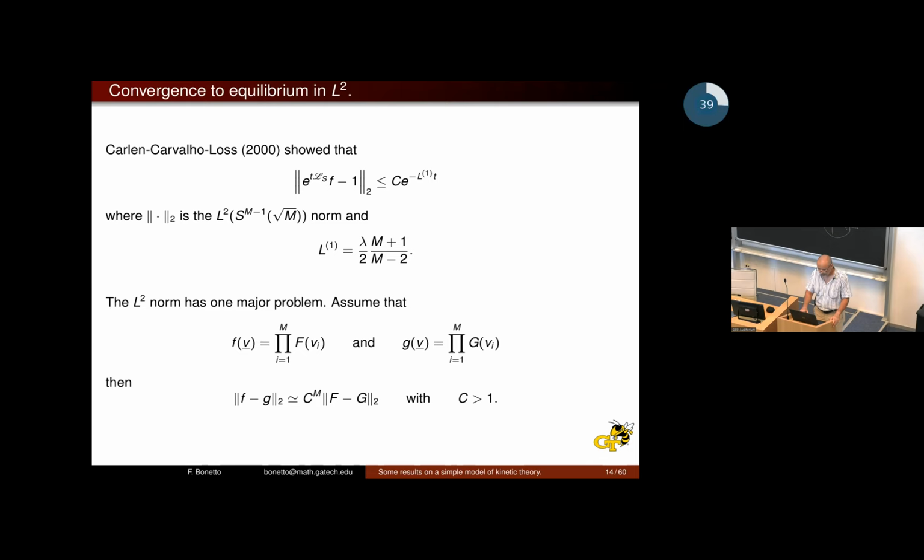And the problem with the L2 norm is that it's not a very good norm. If you think of your state as almost a product, I write it as a product. There are no product states on a sphere, so this is more heuristic. But here I have two states that are almost a product. Even if the single factors are very close, the two states are very far away. The distance is huge, of order C to the N. So even if you go to equilibrium uniformly in time, you start so far away that it is in general not that interesting.